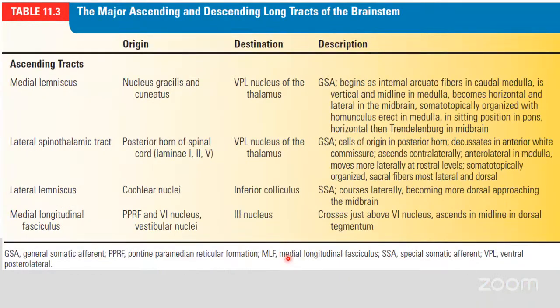Moving on to the major ascending and descending long tracts of the brainstem. The major ascending tracts are the medial lemniscus, lateral spinothalamic tract, lateral lemniscus, and medial longitudinal fasciculus. They originate in the nucleus gracilis and nucleus cuneatus of the spinal cord, and they join the ventroposterolateral nucleus of the thalamus. I'll be covering the spinal cord tracts later in detail.